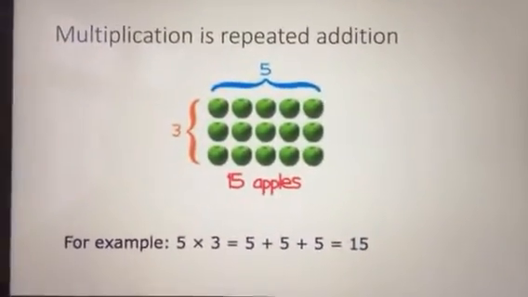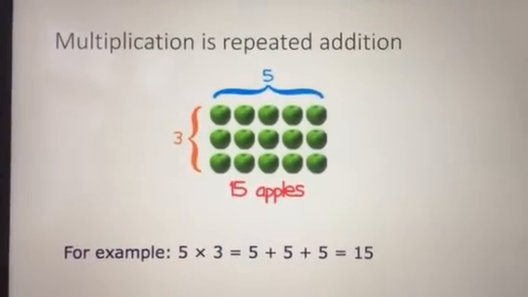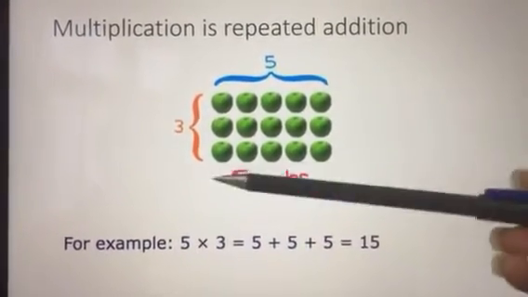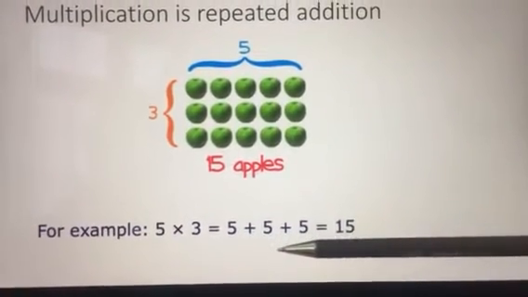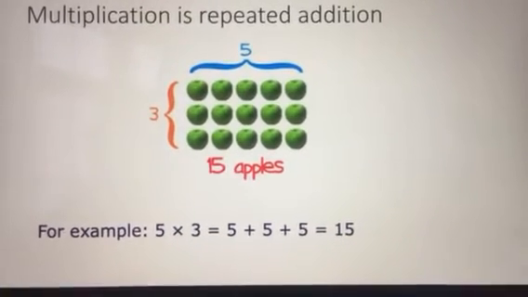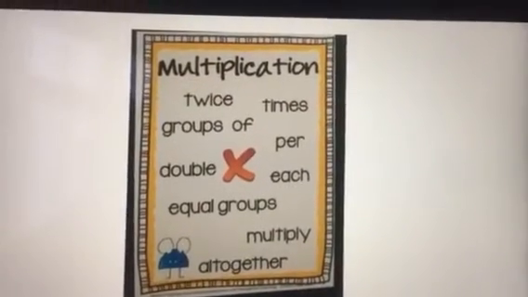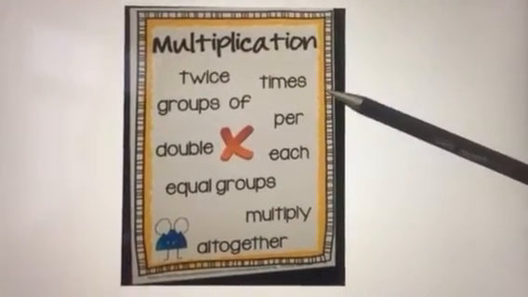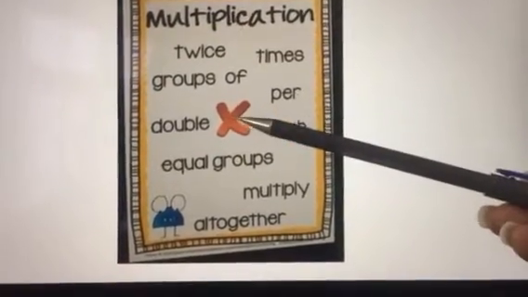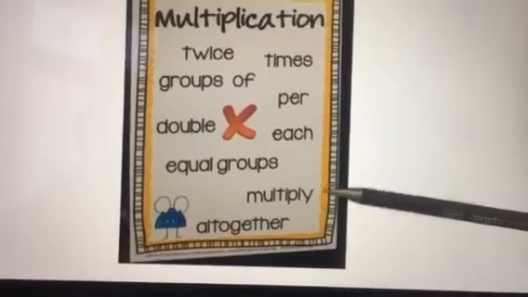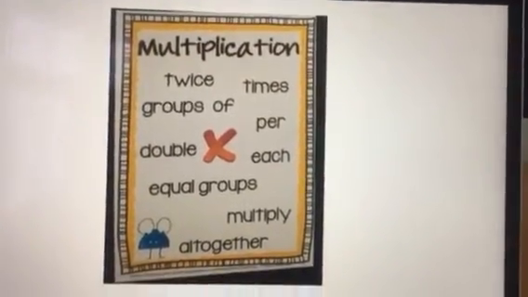When we're thinking about multiplication, we have to remember multiplication is repeated addition. So if we're talking about 5 times 3 apples, we're simply saying 5 plus 5 plus 5, and we're back at 15. And so with multiplication, we're looking for words like times, per, each, twice, groups of, double, equal groups, multiply, altogether, and triple. Those are all words associated with multiplication.